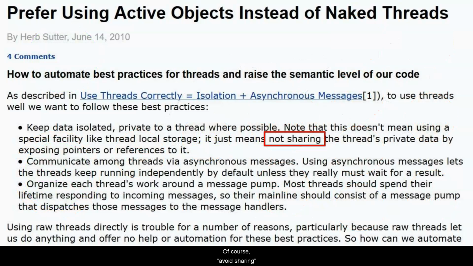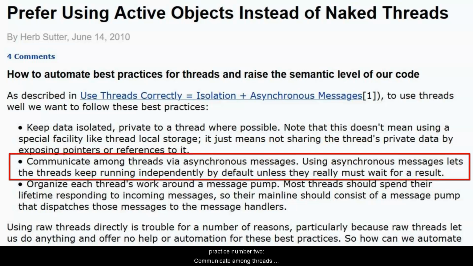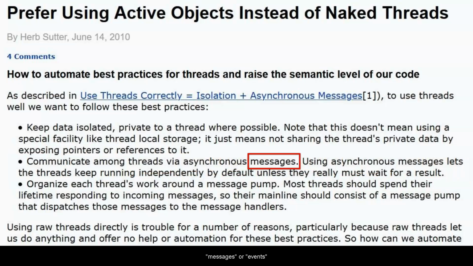Without sharing, there is no need for mutual exclusion, and a big part of the vicious cycle is eliminated. Of course, avoiding sharing is easy to say, but how are the threads then supposed to communicate and synchronize? Well, this is addressed in best practice number 2. Communicate among threads via asynchronous messages. This best practice packs 2 important concepts: messages or events, and asynchronous communication. These are exactly the event-driven concepts you've learned in the past lesson 33.